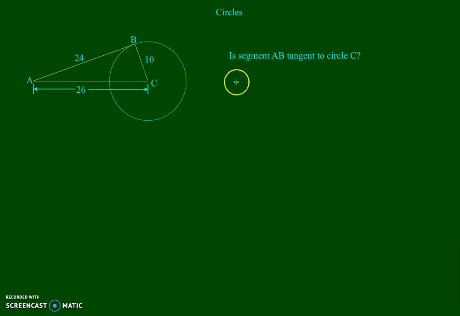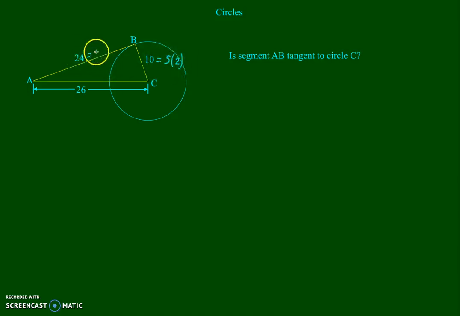So let's try that again just for clarity in case you didn't get it the first time. In order for this to be tangent to the circle, AB has to be perpendicular to BC. Therefore, this has to be a right angle. In order for that to be a right angle, this has to be a right triangle, and this has to be the hypotenuse.